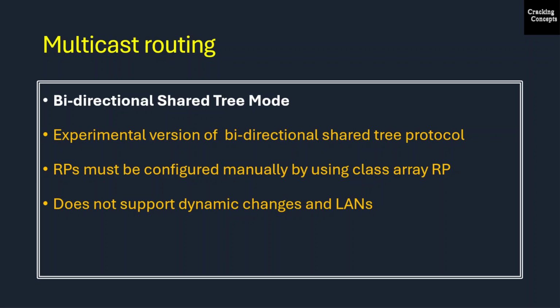Next is bidirectional shared tree mode. Now this is an experimental version of the bidirectional shared tree protocol. As in shared tree mode, rendezvous points must be configured manually by using the class array RP. The protocol does not support dynamic changes and LANs.